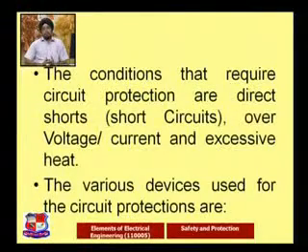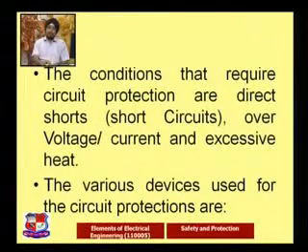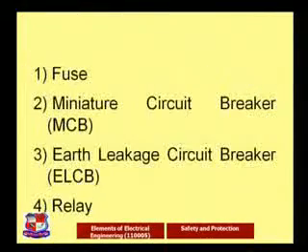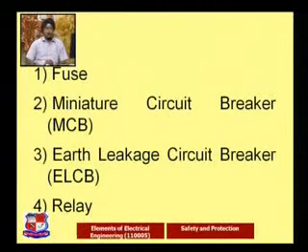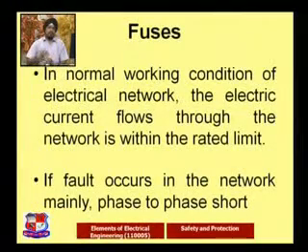Now to remove all these things, or to remove all these excessive parameters in the system, we want to do the protection, and the protection is done with the help of various protective apparatus equipments. We are very familiar with all these things. First one is the fuse, second is the MCB, which is the miniature circuit breaker, the third one is the ELCB, which is the earth leakage circuit breaker, a fourth one is the relay. These all equipments are going to be used for protection purpose.